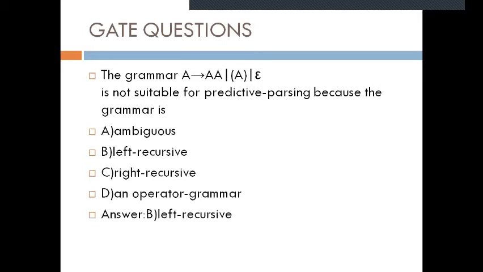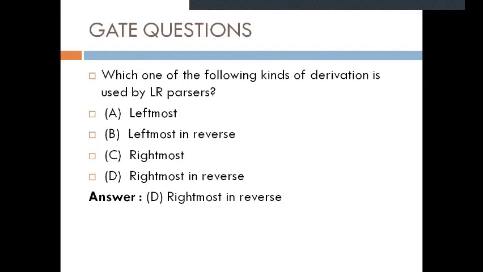The second question is, the grammar A derives AA | (A) | empty is not suitable for predictive parsing because the grammar is: the first option is ambiguous, next is left recursive, third is right recursive, fourth is an operator grammar. The answer is option B, which is left recursive grammar. Next question is, which one of the following kinds of derivation is used by LR parsers? First option is leftmost derivation. Second option is leftmost in reverse. Third option is rightmost derivation. Fourth option is rightmost in reverse. The answer is option D, which is rightmost in reverse.